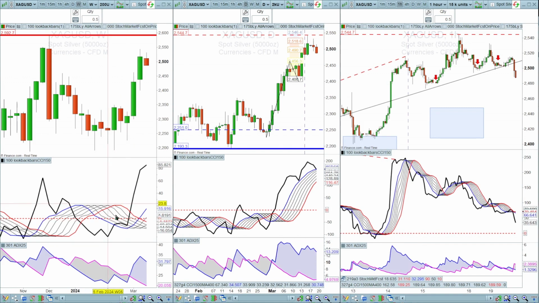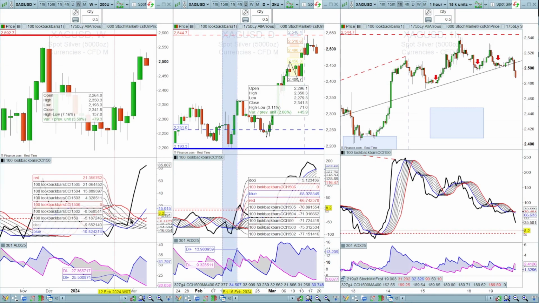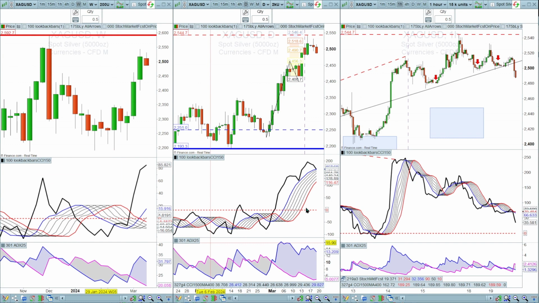This indicator, by the way, is attached in the description below if you want to learn how to draw that on your charting software. On the daily, you can see here it's actually just about touching that band of moving averages, which means it'll become neutral soon. So it's still bullish, but you can see there it's just probably turning neutral as we speak. On the hourly, it's already broken to the downside.